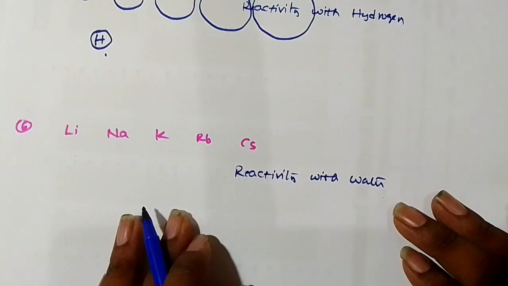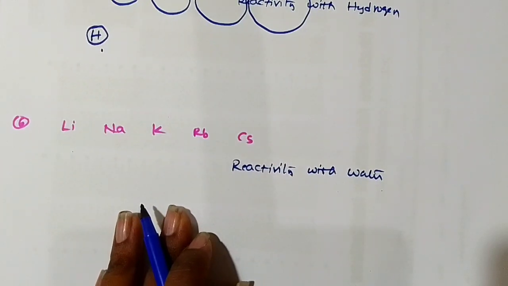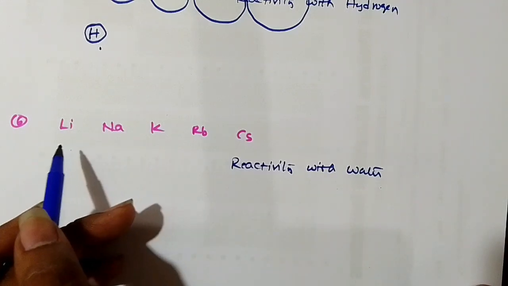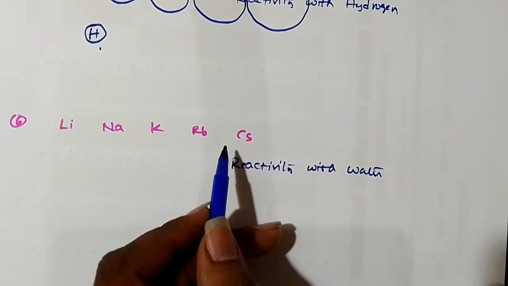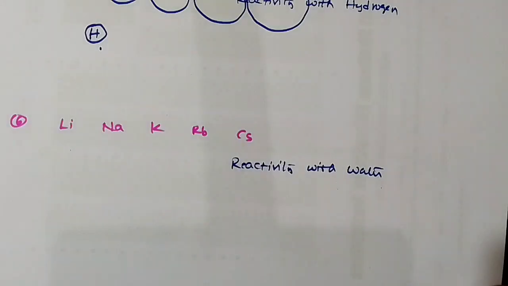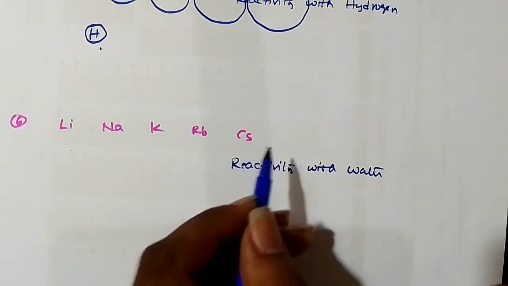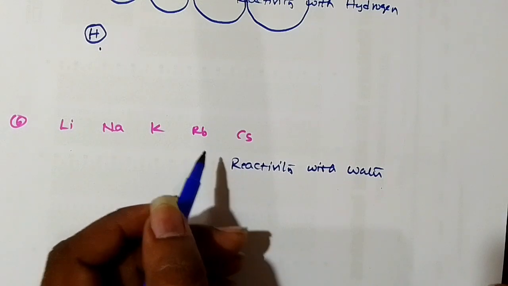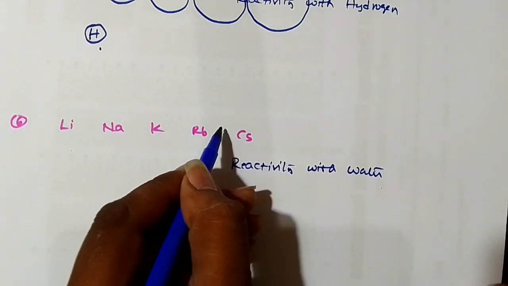Now coming to question number 6. Reactivity with water. We have to find out the order of reactivity with water. They are given first group elements: lithium, sodium, potassium, rubidium, cesium. Already we know that in a group from top to bottom, size increases and ionization energy decreases. If the ionization energy decreases, reactivity with water increases.